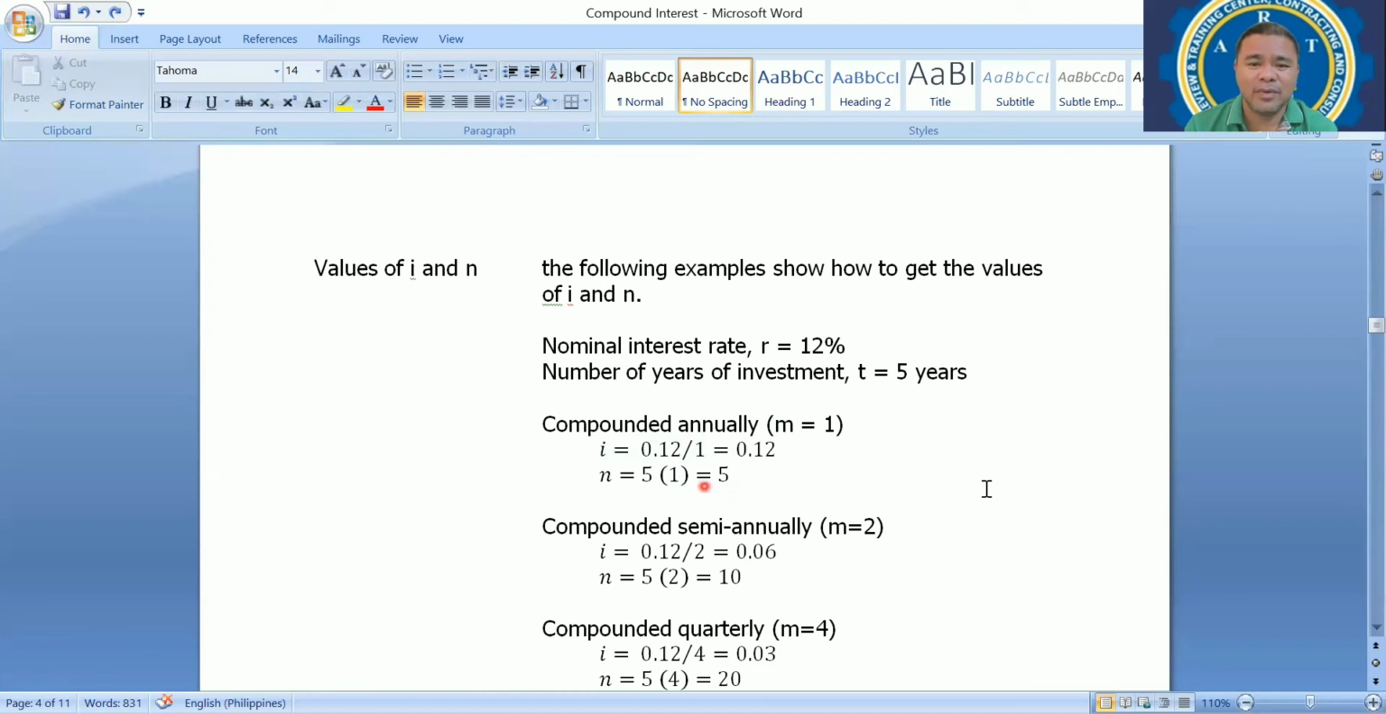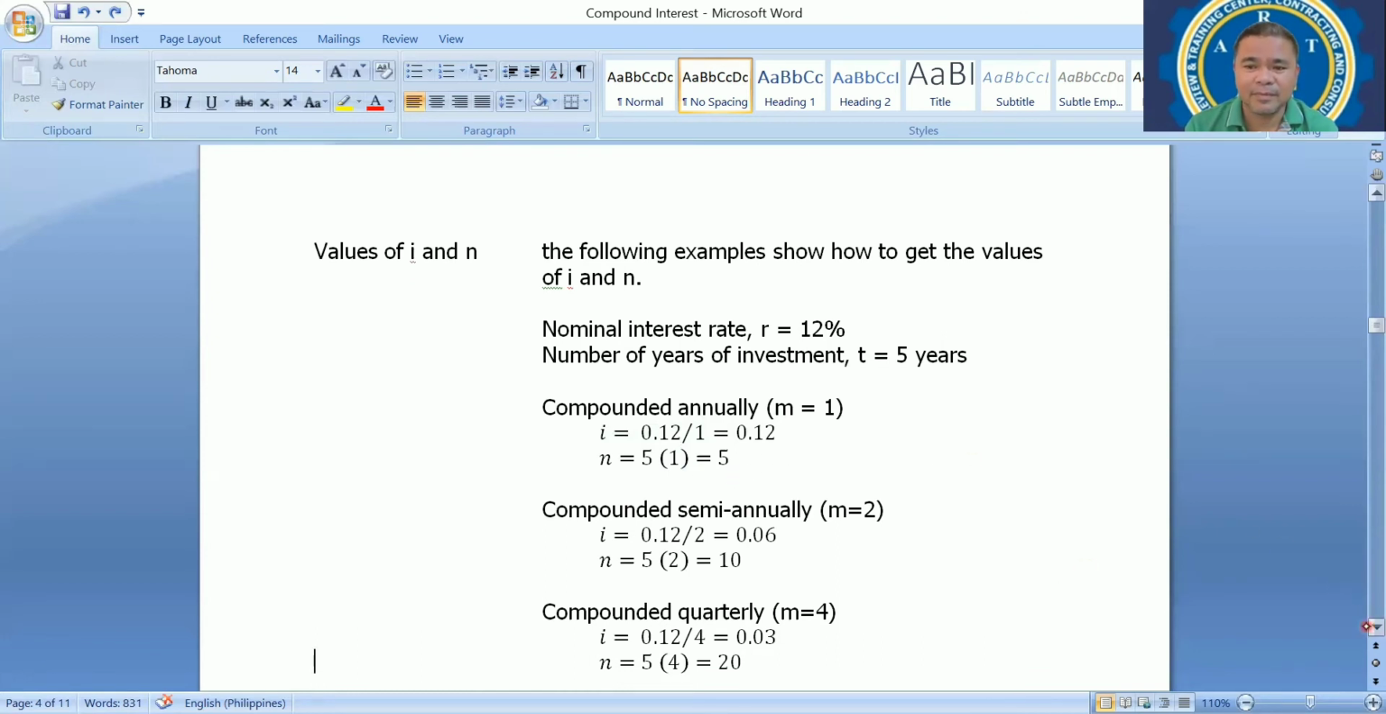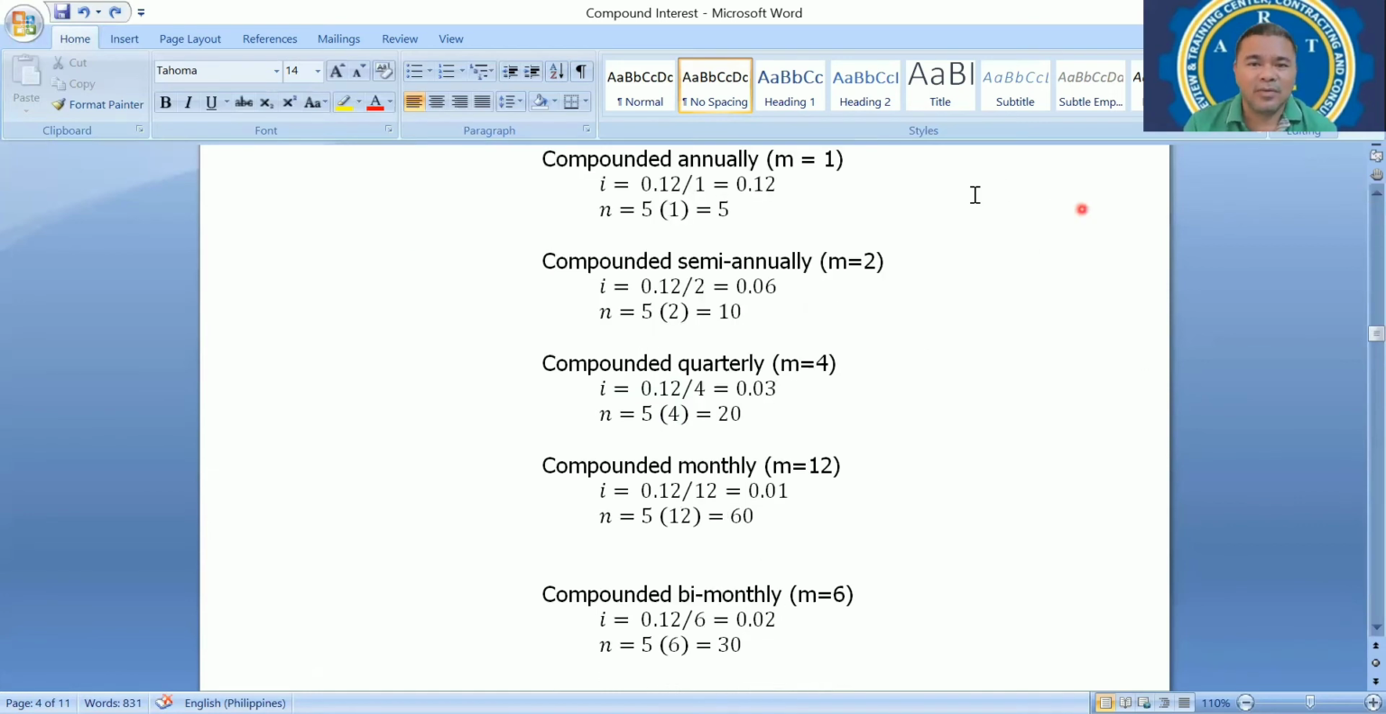Very simple. Now we go to this one, semi-annually. For semi-annually, what happens to the m? m becomes 2.